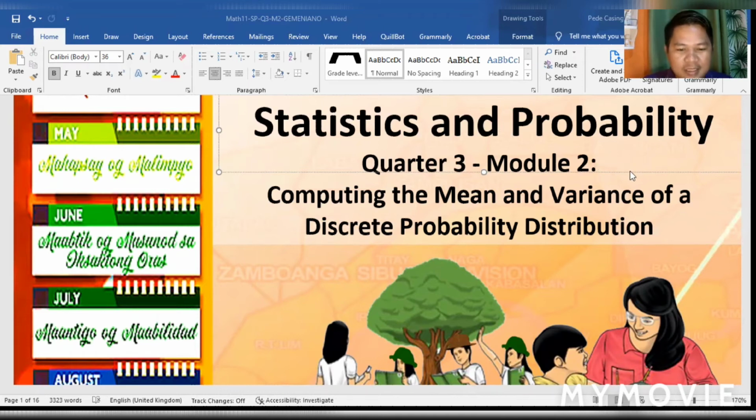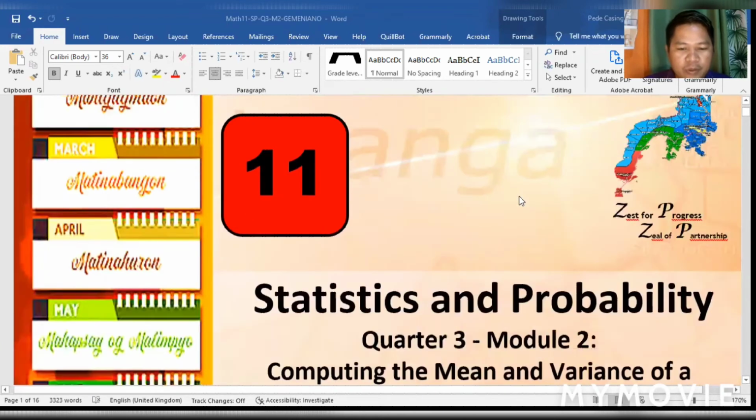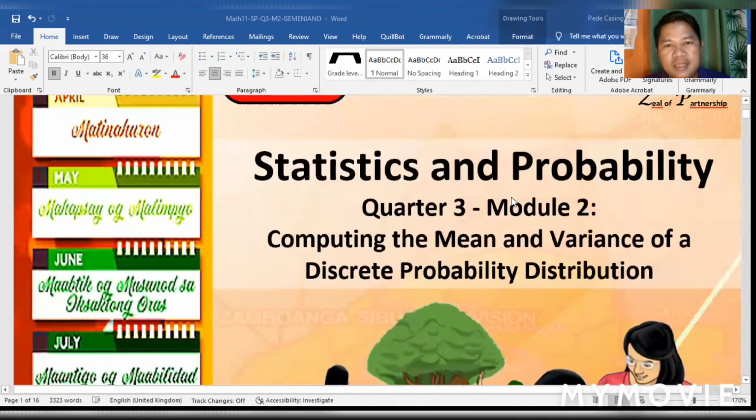So today we are going to discuss statistics and probability, quarter 3, module 2. The title is Computing the Mean and Variance of a Discrete Probability Distribution. This is taken from Region 9, Zamboanga Peninsula module for grade 11. I hope that this would be your reference in studying statistics and probability, especially for the grade 11 learners.